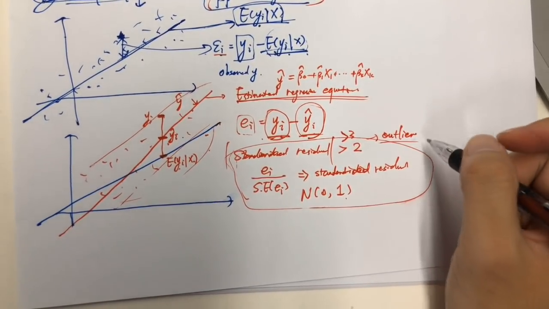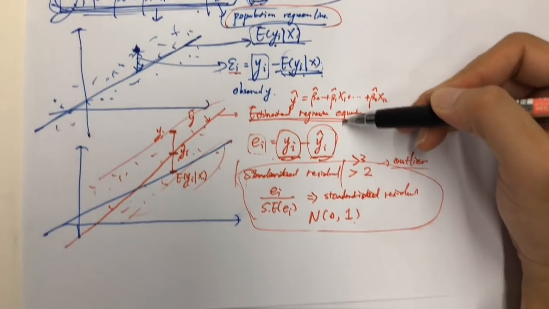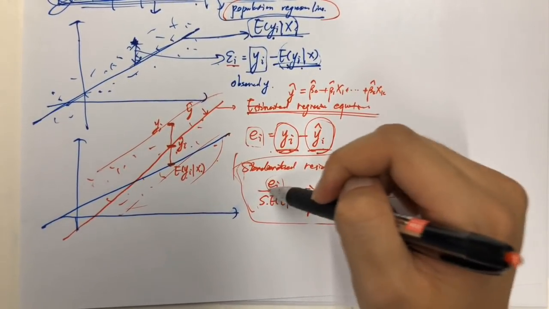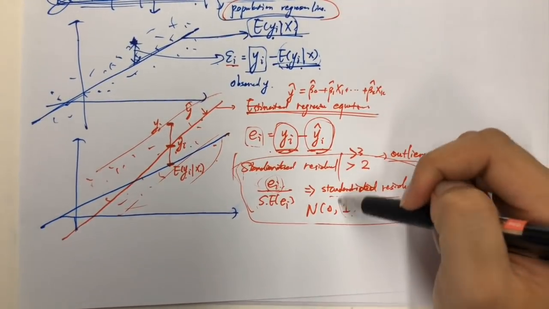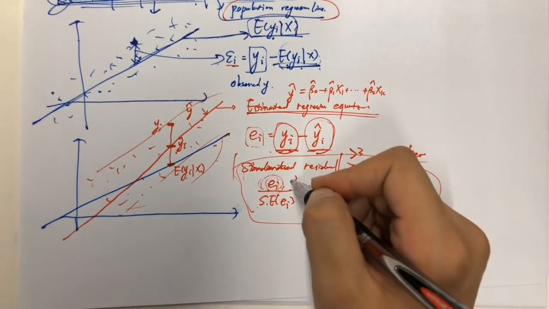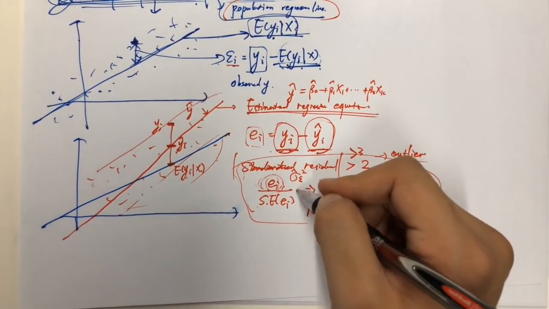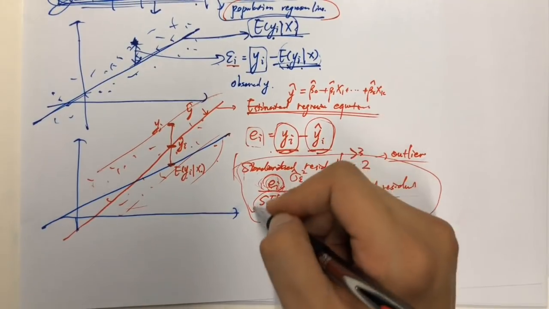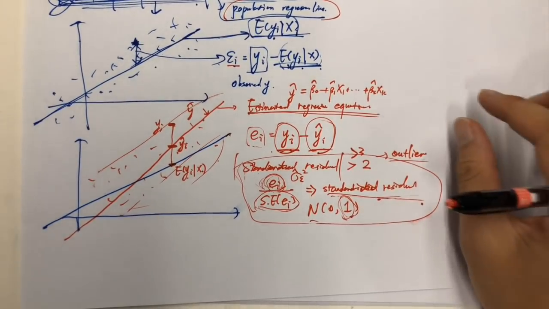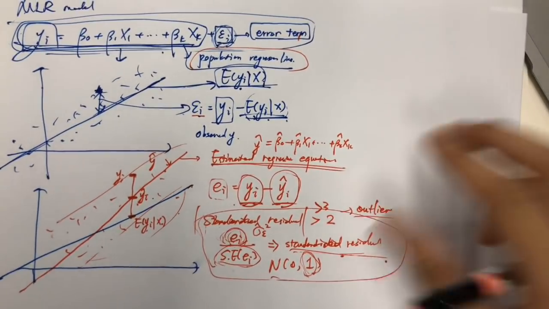So this is the difference between an error term, a residual, and a standardized residual. The standardized residual is nothing but standardizing the residual to make its variance 1, because the variance of the residual is usually sigma epsilon hat. So we divide this by its standard error, and we get the standardized residual. This is the difference between the error, residual and standardized residual.